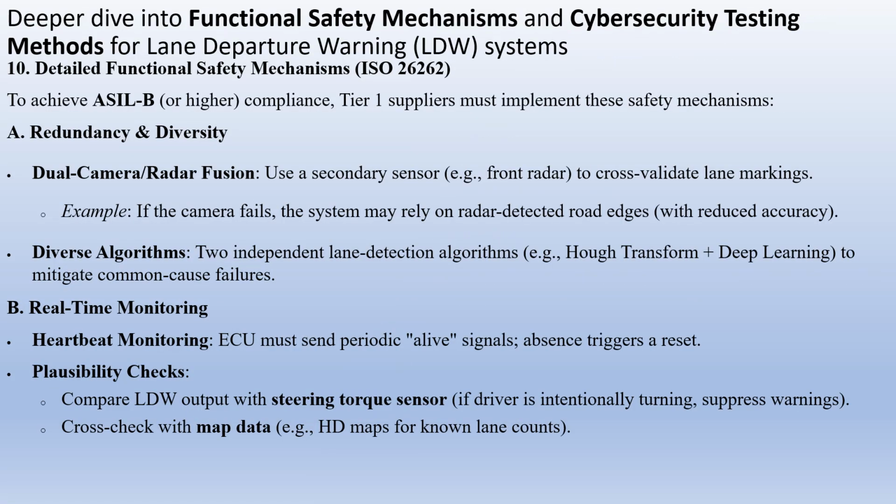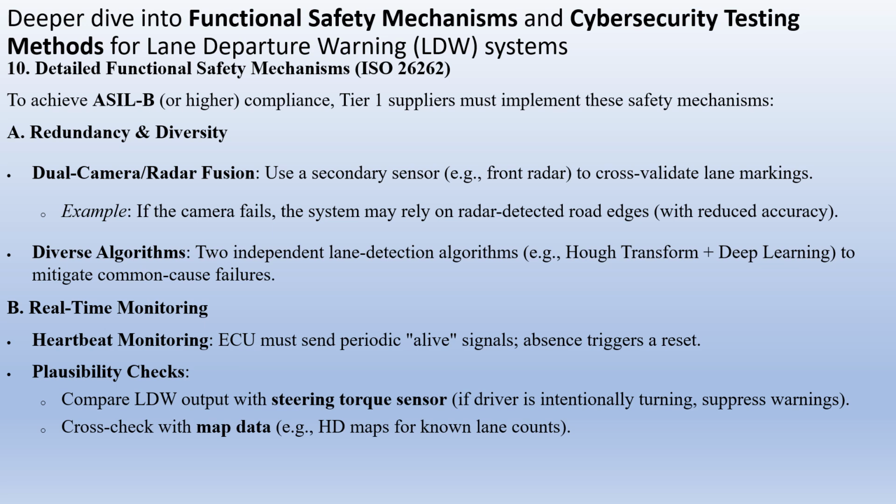Next is a deeper dive into functional safety mechanisms and cyber security testing. Just now we touched upon some at a superficial level. Let's slightly deep dive into the functional safety mechanisms. To achieve ASIL B, tier 1 suppliers must implement these safety mechanisms. First, it must take care of redundancy and diversity. Dual camera radar fusion uses a secondary sensor to cross-validate lane markings.